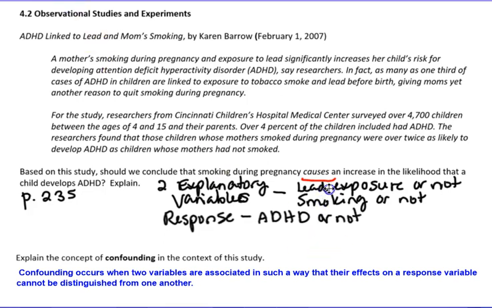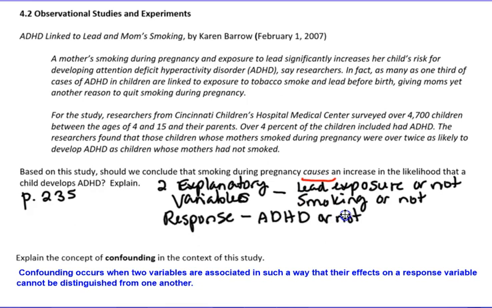The lead exposure and the smoking were not deliberately manipulated by the researcher. In fact, it would be highly unethical to do so. We couldn't say, let's expose this pregnant woman to lead, and let's make this pregnant woman smoke, and then the other ones don't have to, and let's see what happens to their child when they're born. That would be highly unethical. So this is an observational study.